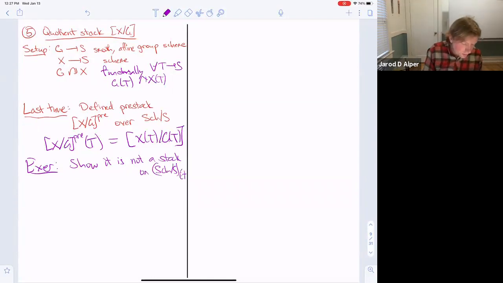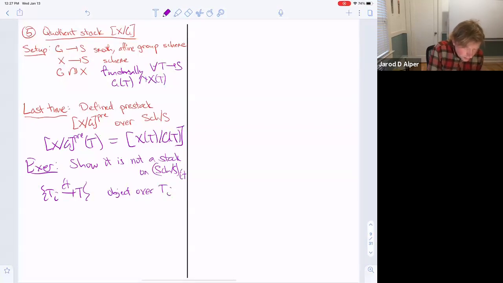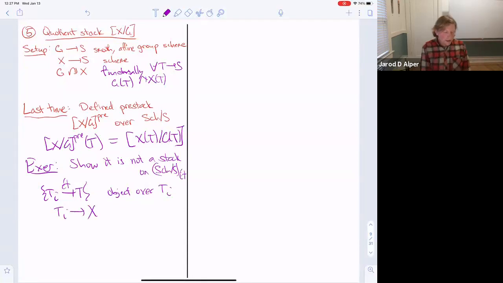is, well, what is an object? Let's suppose we have a tau cover, and an object over Ti is really just a map from Ti to X. That's what an element of this category is. But we can also think about this.